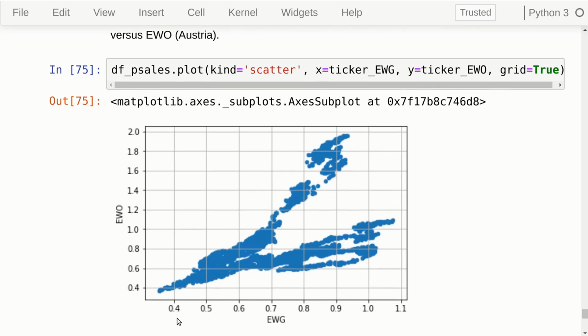We can also try and make another scatter plot here with the price to sales ratio for the German index on the x-axis and the price to sales ratio for the Austrian index on the y-axis. And again, we see 2 trend lines here.